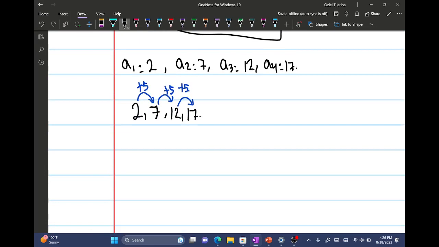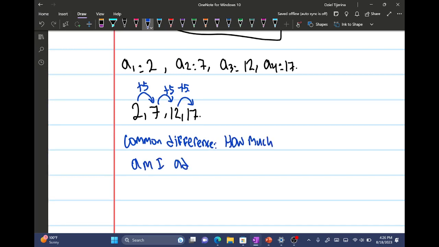So what we call this is our common difference. Common difference doesn't have to be subtraction, it could be addition. It's really how much am I adding or subtracting each time. Meaning, as I go from one term to the next, how much am I adding or subtracting.